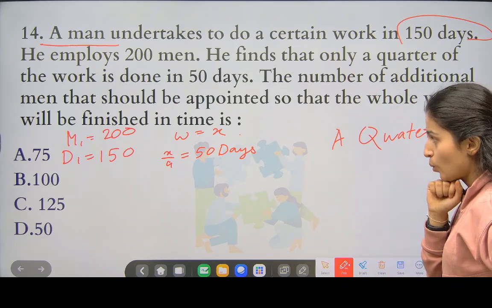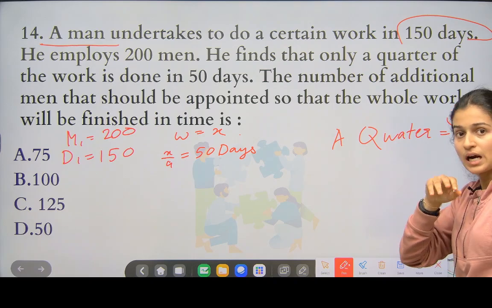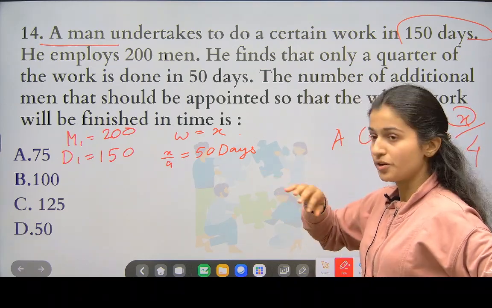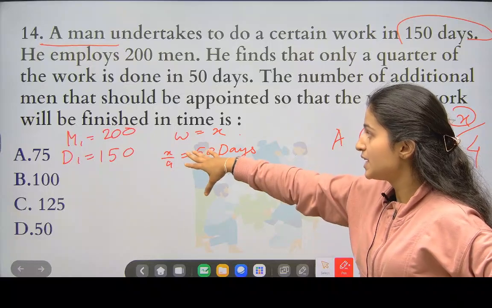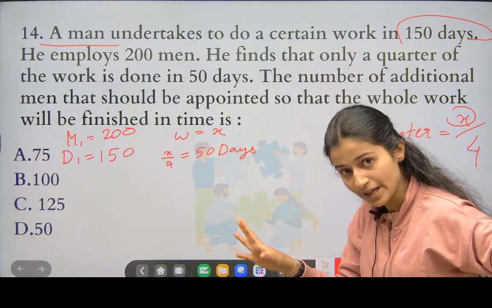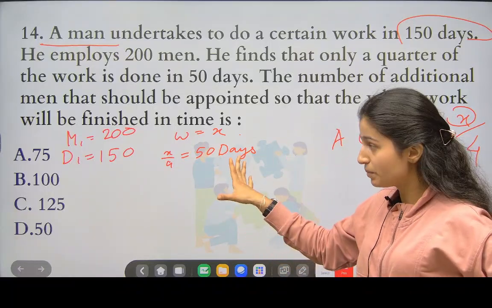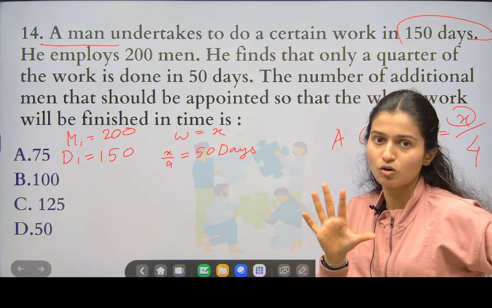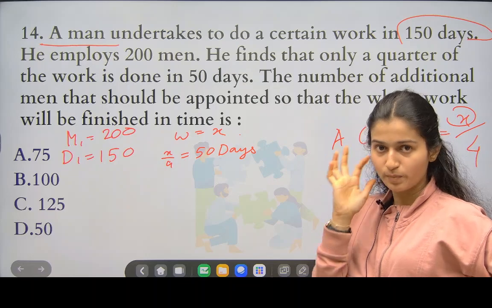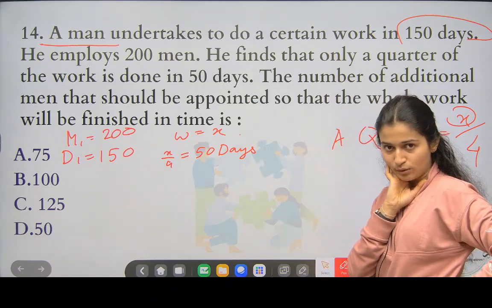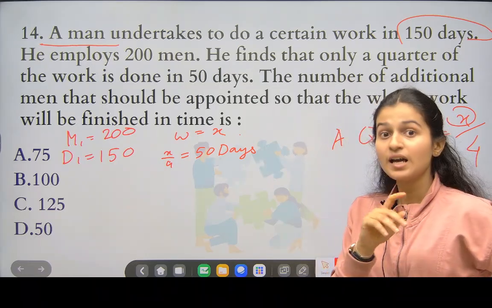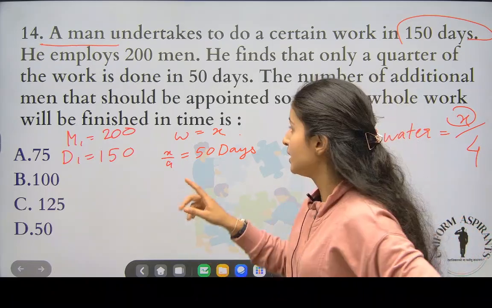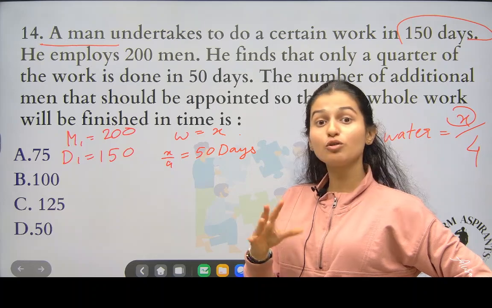Fine, no problem. But what happens? These 200 men start doing work. Okay, but there is so much work that these 200 men take 150 days to do the work, but they do not do the whole work. How much work do they do? A quarter means divide by 4 work. Fourth part of the work, only that much work they can do. So now the question is asking, how many more employees are needed to complete the work in the given time? Understand me? To complete the whole work.